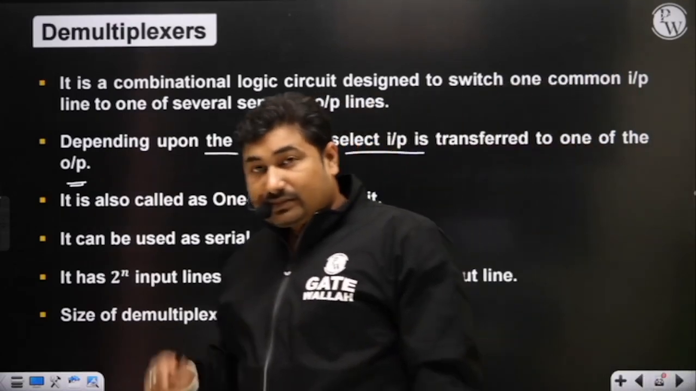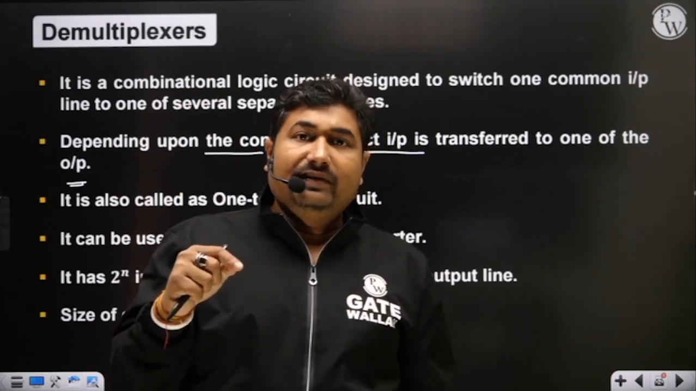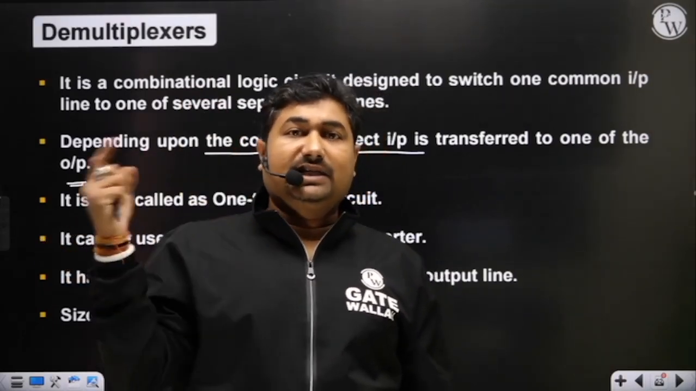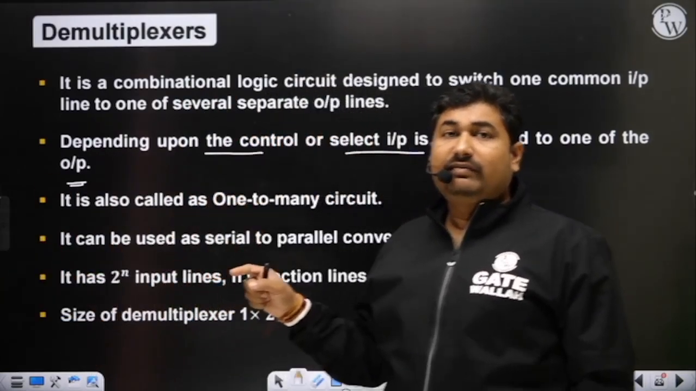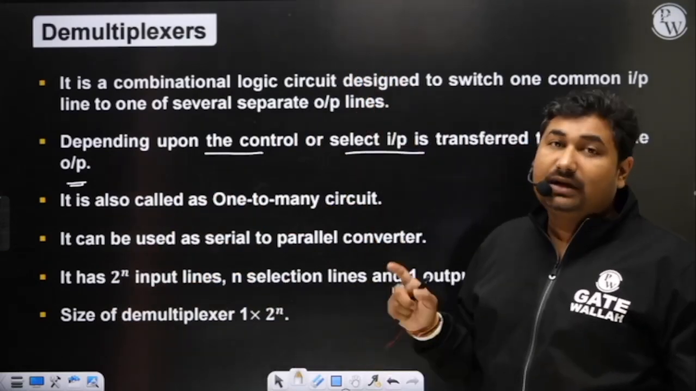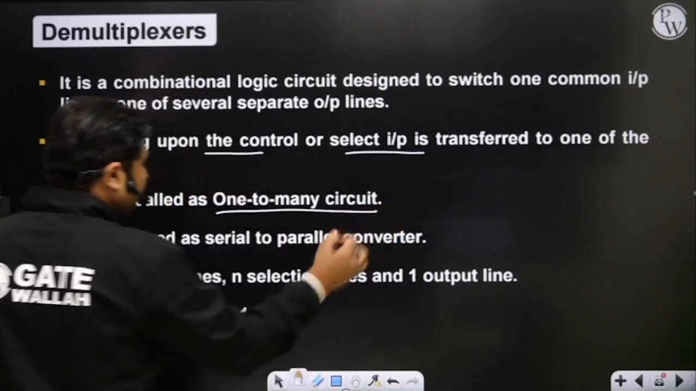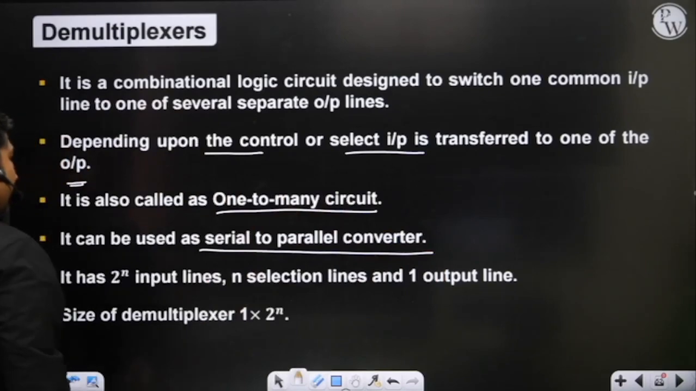In a multiplexer, from many inputs, the select line chooses the data of one input line and transfers it to the output. In the case of a demultiplexer, one input will be transferred to one of the desired output lines depending upon control or select. It is also called a one to many circuit, and also a serial to parallel converter.